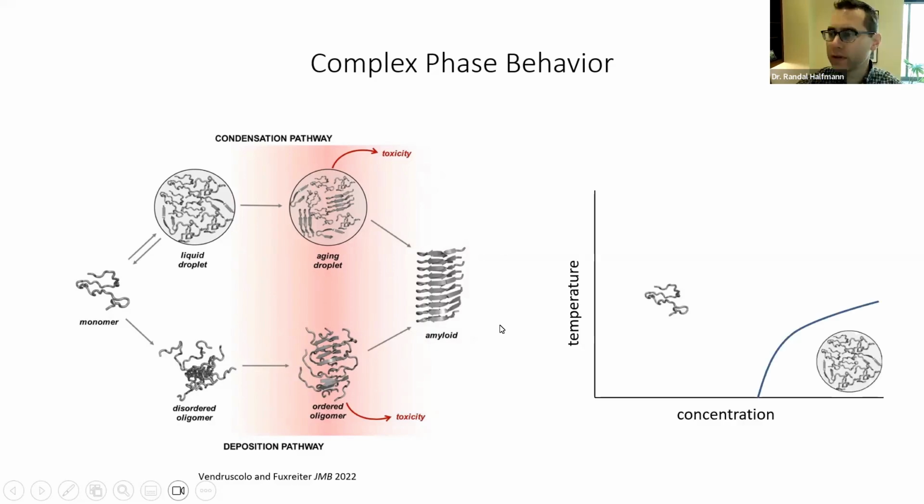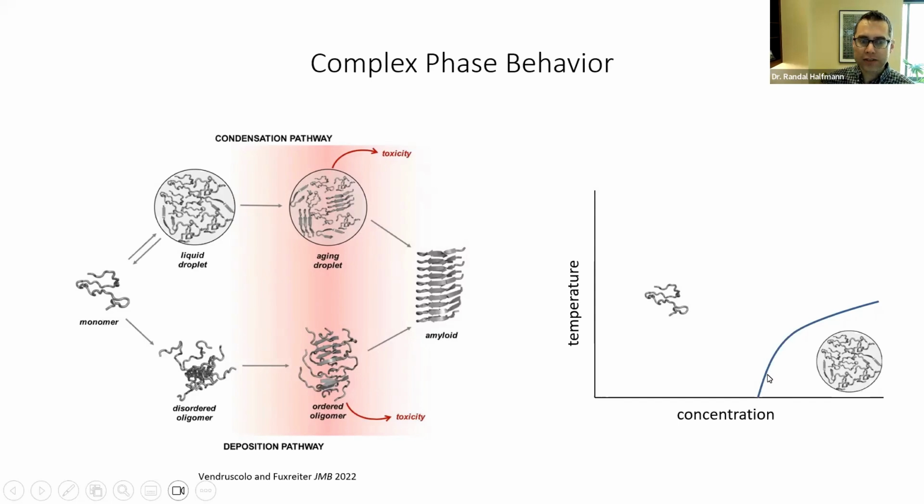And if you think about this from a thermodynamic sense, that is to say on a phase boundary, and when we think about just liquid-liquid phase separation, there's only two regions of this phase boundary. So there's a monomer, and then there's a condensed state, the condensate.